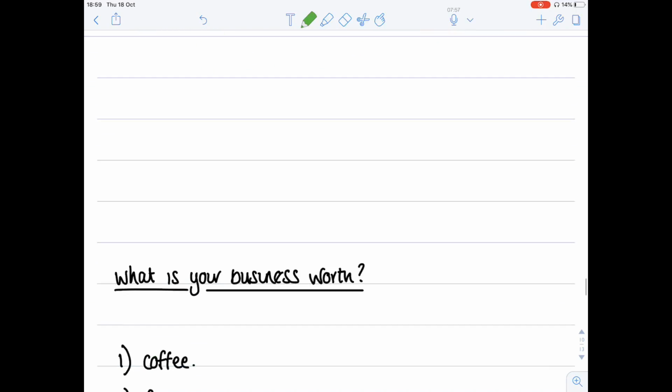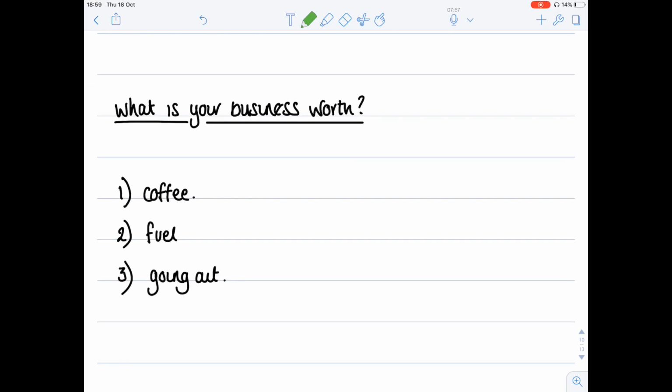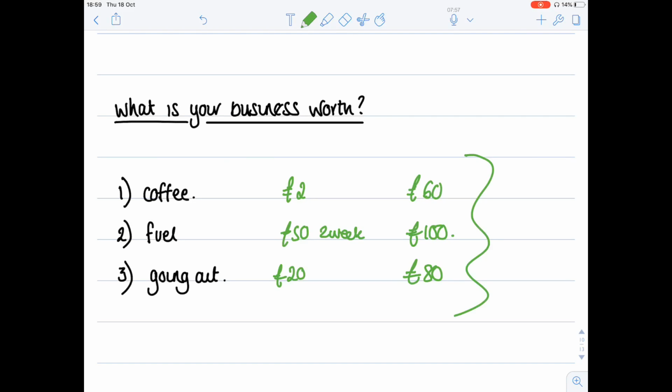Another thing I'd like you to consider is, what is your business worth? Some of us are buying coffee every day. Coffee, roughly £2 a day. 30 days is roughly a month. It's £60 a month. What about fuel? Even if you're not using that much fuel at all, you'll definitely be using, what, £50 every 2 weeks? So let's call it, that's every 2 weeks, so maybe £100 a month. But I know a lot of us are using a lot more than that. And even going out, if you had a meal out once a week, that's £20 a week. Still £80 a month. The question to ask yourself, is any of this building your business?